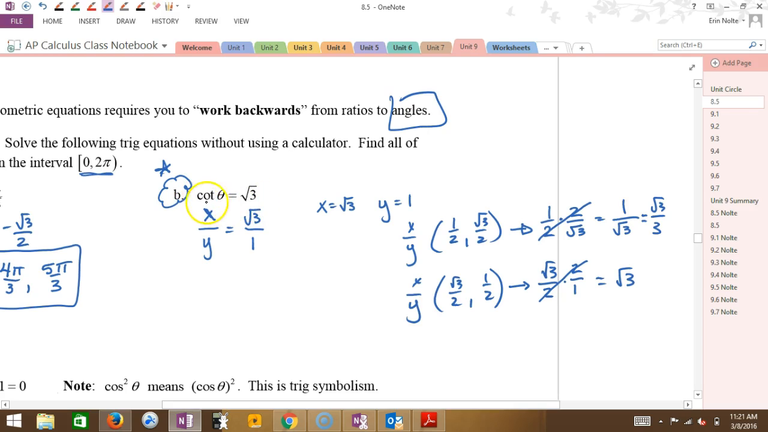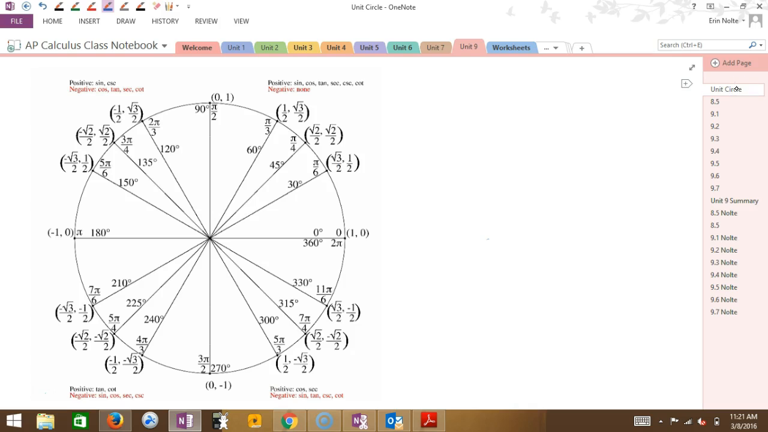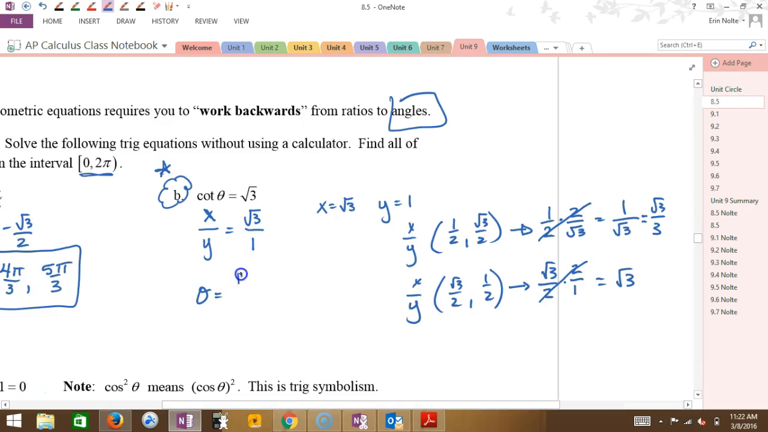Okay, so for this cotangent to equal the square root of 3, we had an ordered pair where the x value was a square root of 3 over 2 and the y value was 1/2. So what was the angle where the x is the square root of 3 over 2 and the y was 1/2? Okay, so if we look, it would be at pi over 6. Okay, so pi over 6 is one of the answers.